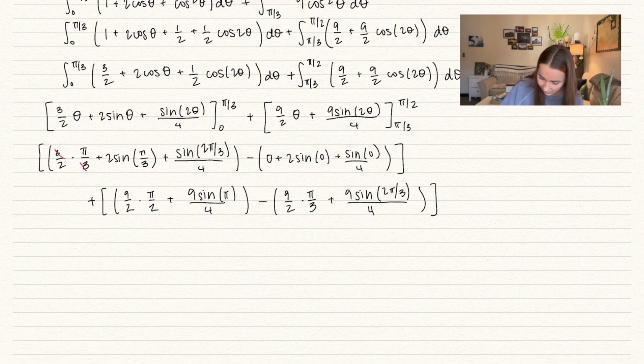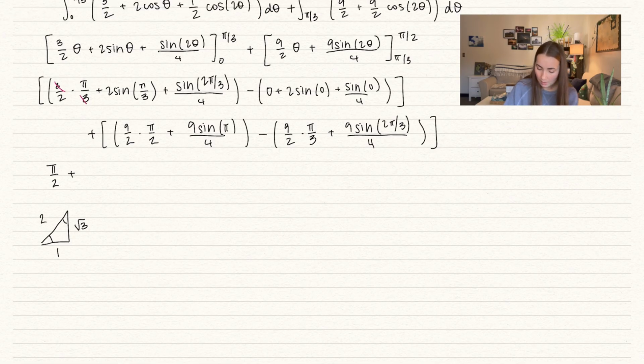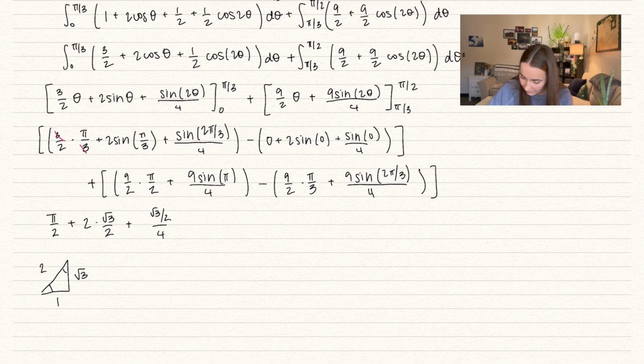So first of all, those cancel. We get pi over 2 plus, we got to find sine of pi over 3. I'm going to use my little triangle. Pi over 3 has the larger leg opposite from it. That's going to be pi over 6, so that has a smaller leg opposite of it. And we know sine is opposite over hypotenuse, so we get 2 times root 3 over 2 plus root 3 over 2 divided by 4. And now sine of 0 is equal to 0, so that works out nicely. This whole thing goes to 0, so we can ignore it.